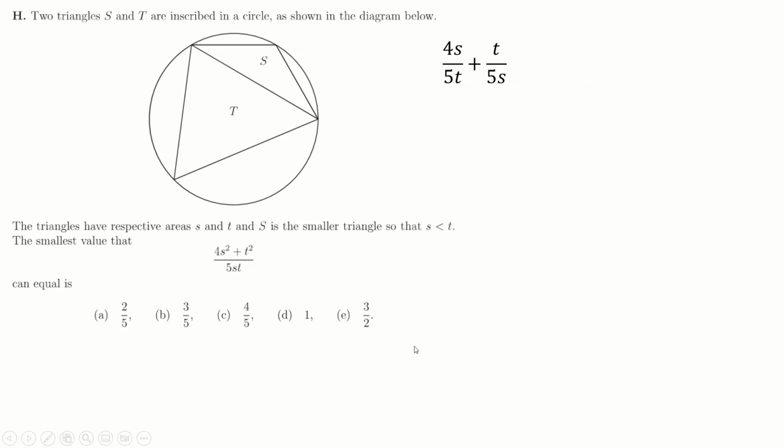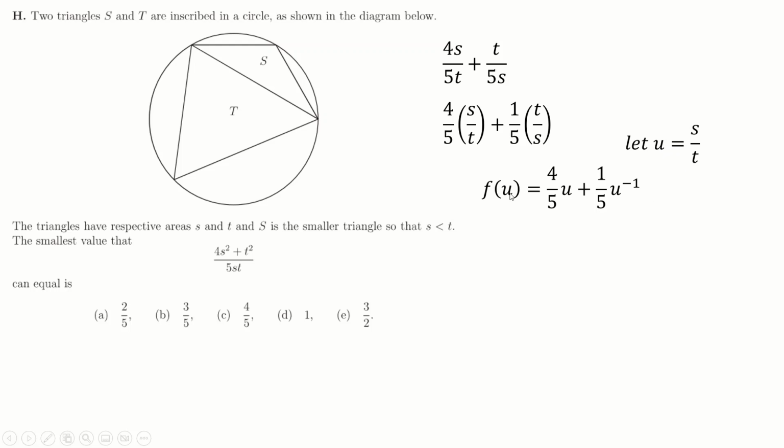But to do this properly, you can do something really fun. You can make u equal to s over t. So make this substitution, u is equal to s over t, and put that in. Now t over s is of course 1 over u, because you flip these over, which is u to the power minus 1. And now you have this new function of u that you want to minimize.